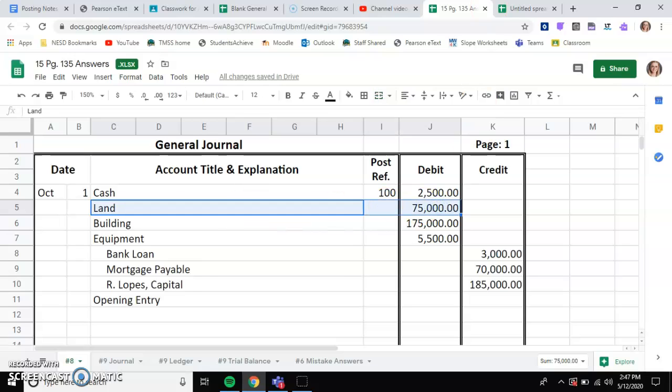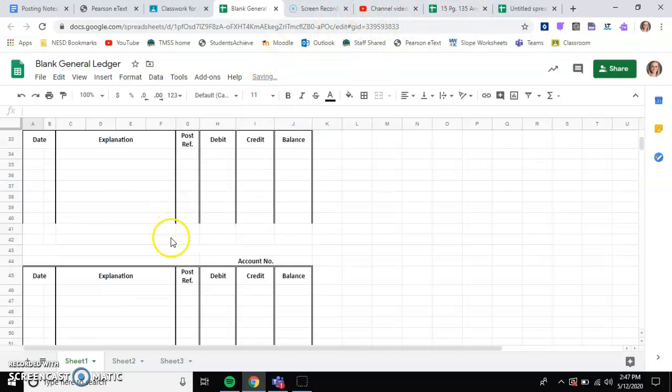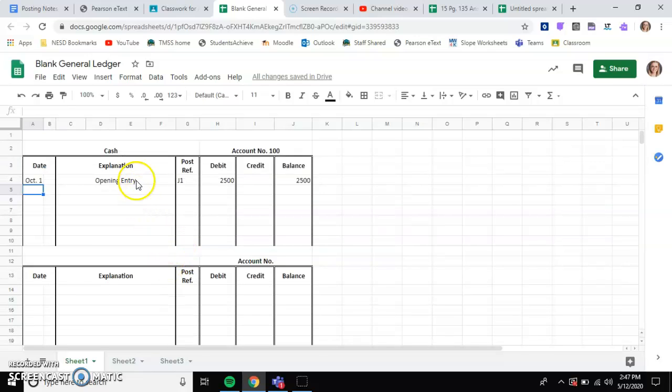So land, which I would obviously have to make a land ledger for. So the start of a question will tell you what accounts you need to open in here. And you only have to fill in the explanation section when it's an opening entry. All the rest will just be blanks.